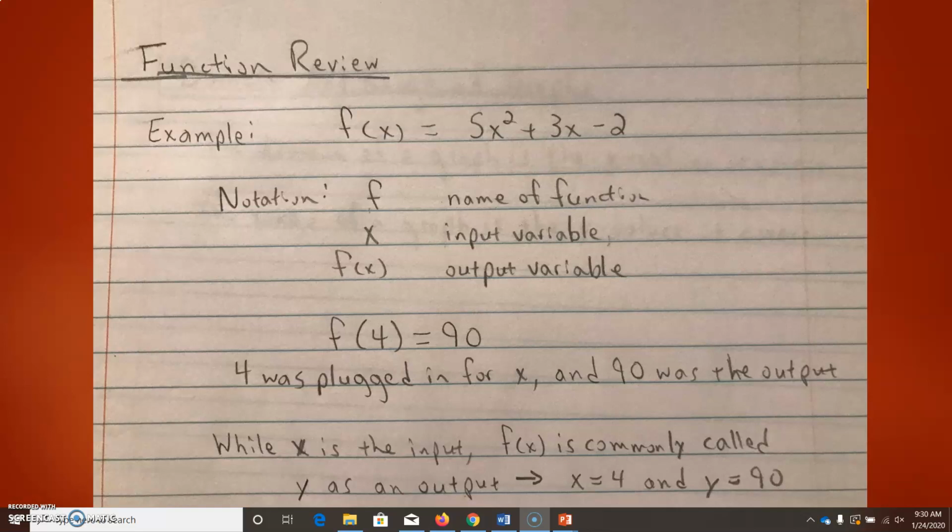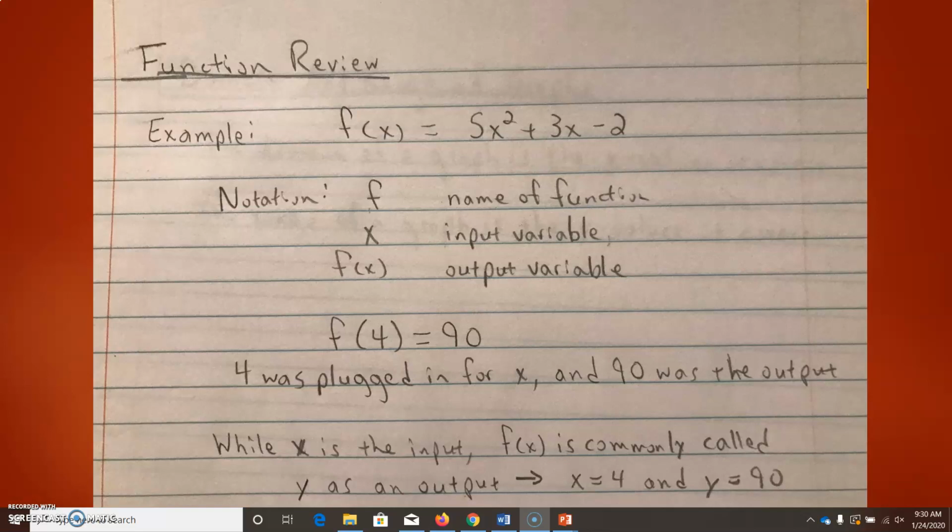So I have an example here of a function that says f of x equals 5x squared plus 3x minus 2. That has a function name of f. That helps us determine what function we're talking about if we're using more than one at a time. X is the input value here, and f of x collectively, the function and the input, represents the output, which is calculated from the actual equation on the right-hand side.